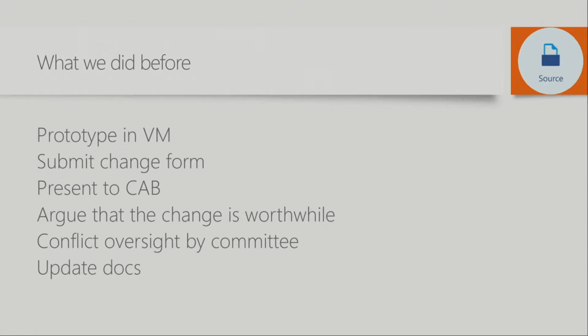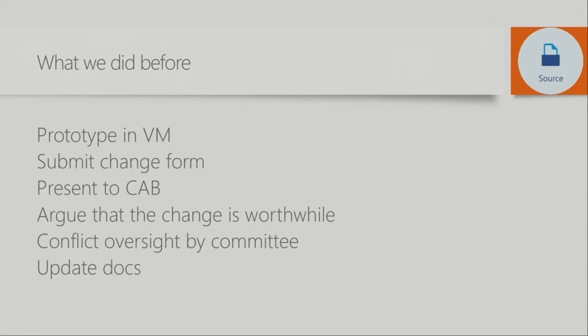You submit a change form, and take it to a change approval board so that you can discuss what the change is, why you need the change, and all that kind of stuff. You argue about why you need the change, because there's always someone on the change approval board that doesn't like it. You go through that process and come to a resolution, then you update the documents on what the change is going to be in production, and you go out and make that change.